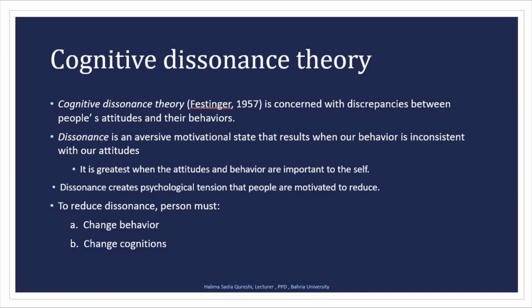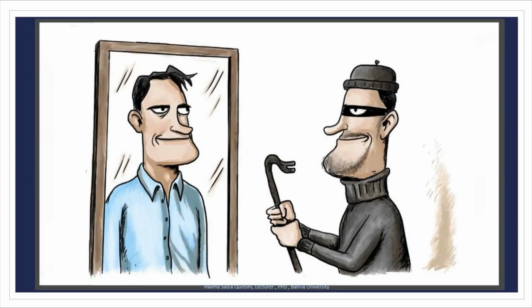Dissonance actually creates a psychological tension, and people try to reduce that tension, so they try to resolve that dissonance. To reduce dissonance, people can opt for two kinds of actions. The first is that they can change the behavior, and the second is that they can change the cognition, or you can say they can change the thinking pattern or the thoughts of the person.